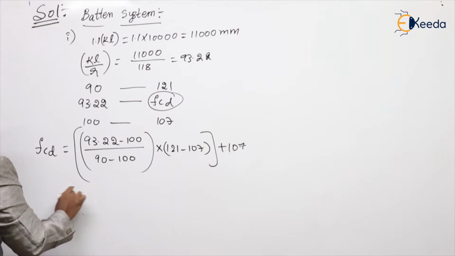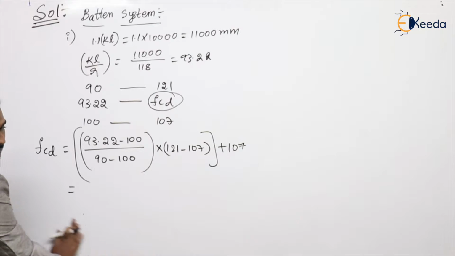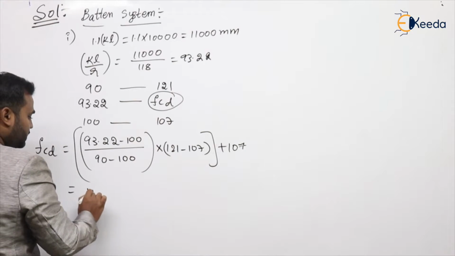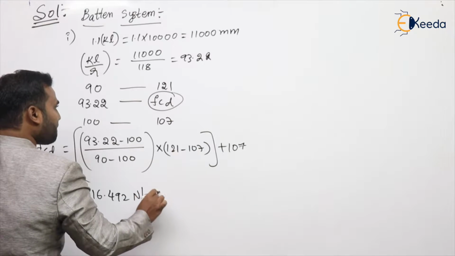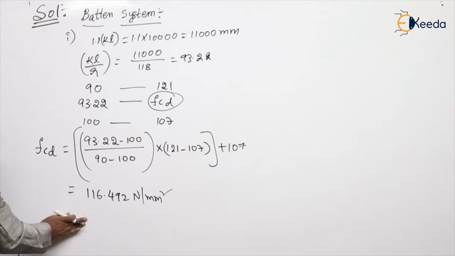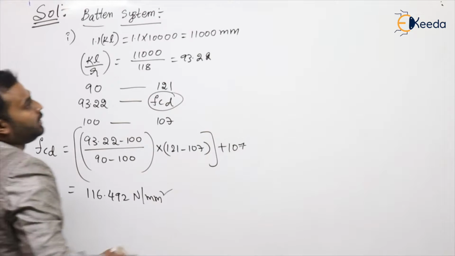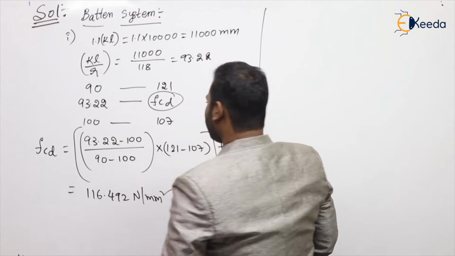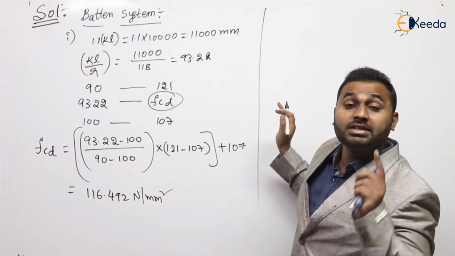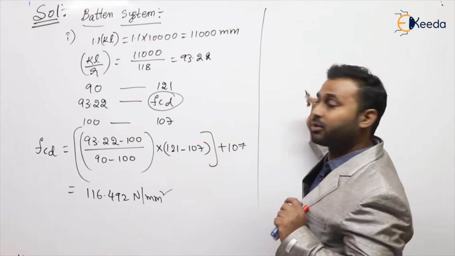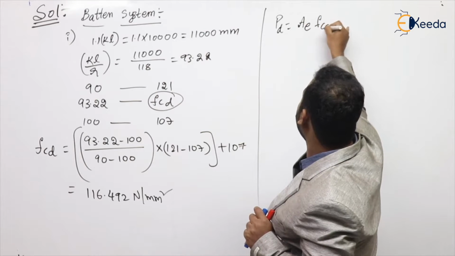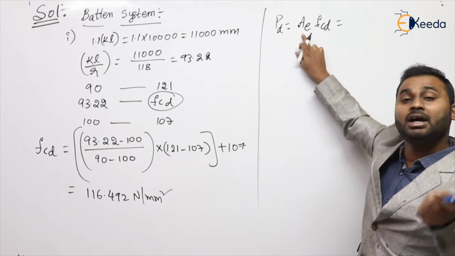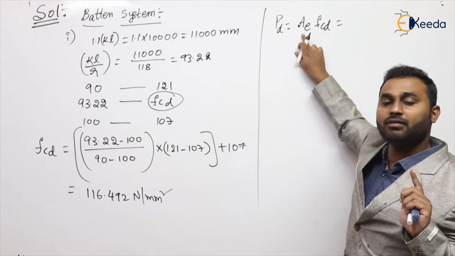Upon simplifying, we'll get this value as 116.492 Newton per mm square. This is the value of FCD we will get. Now from this value of FCD, we can calculate the design compressive strength of that batten column. So PD is equal to AE into FCD. We know that AE is nothing but the gross area of that batten column.